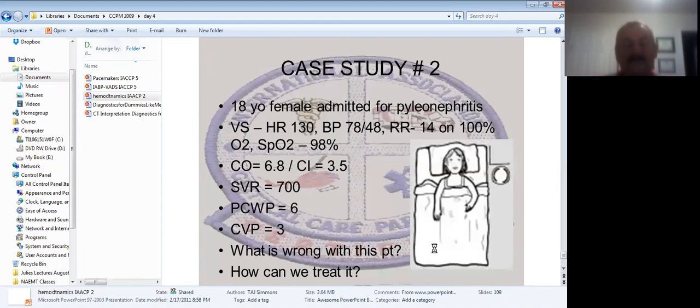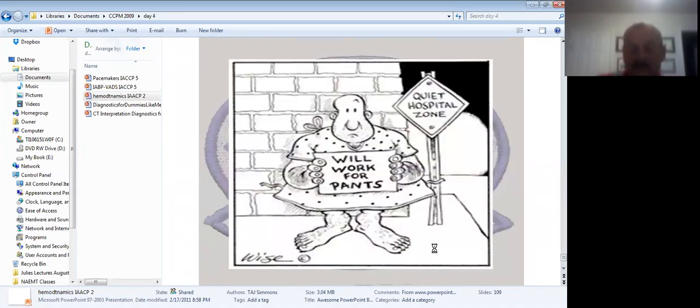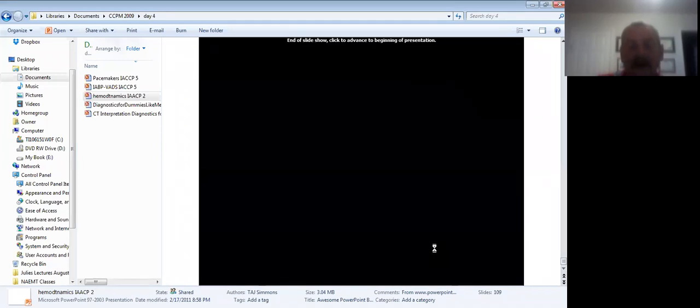So here's an 18-year-old admitted for nephritis, and of course tachycardic with a really low blood pressure, decent sats. Your cardiac index is really high. Your SVR is not so high, and your wedge and your CVP are both low. So in this case, obviously this is the one that doesn't fit. So you would worry very much here about sepsis, and you would, of course, start down the treatment pathway for sepsis in this case. So that's kind of the utility for using these things.